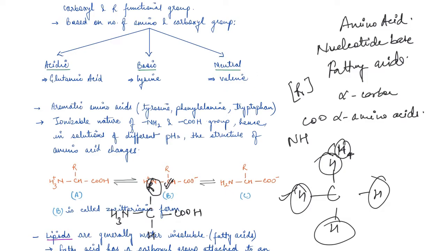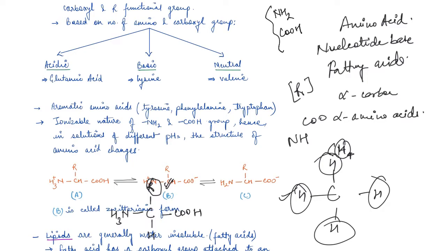In the same way, there can be aromatic amino acids, right? Like tyrosine or phenylalanine or tryptophan, all these are aromatic amino acids. Now again, there is one more property of amino acid, which is that they are ionizable in nature, right? So the basically NH2 and COOH groups, these two groups are ionizable, right?